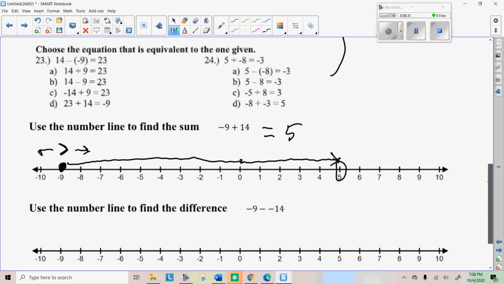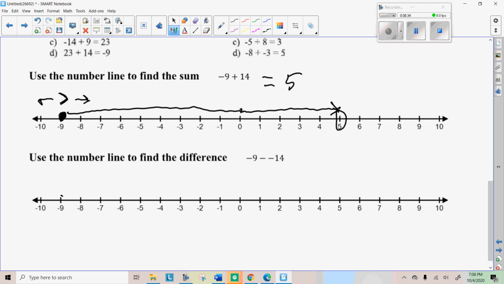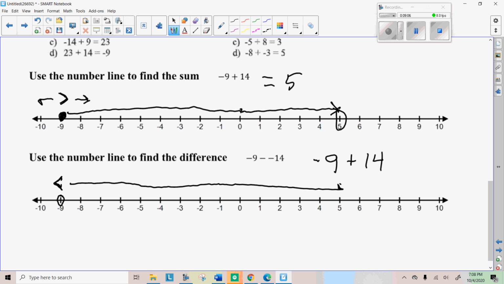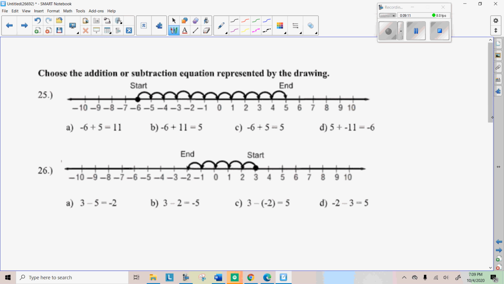All right. To find the difference on a number line, we would start at -9 again. So here we are. I'm subtracting, so I'm going to face this way. Now on this one, I'm subtracting a negative. So on a negative, you go backwards, 14. That's 9, 10, 11, 12, 13, 14. Wow, that's the same answer as the last one. Well, it is, because -9 minus -14 is the same as -9 plus +14. Okay, so 5 is the answer. All right, you can try those. Do 25 and 26.